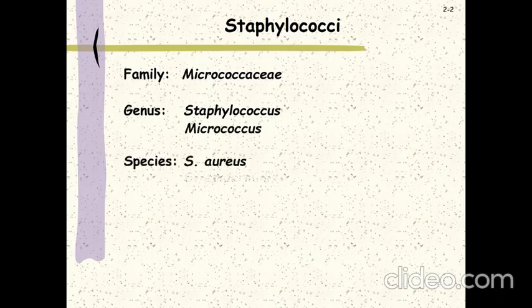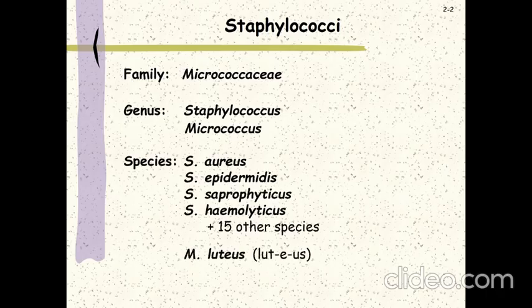Starting off with Staphylococci, this is in the family Micrococcaceae. And in the family Micrococcaceae are the two genera, Staphylococcus and Micrococcus. Now, mostly what we're going to be covering in this section is the 4 Staphylococcus species. We'll just touch on Micrococcus in just a minute, but Staphylococcus aureus, epidermidis, saprophyticus, and hemolyticus. These are 4 of the really important clinical pathogens that you really need to know to work the bench in microbiology.